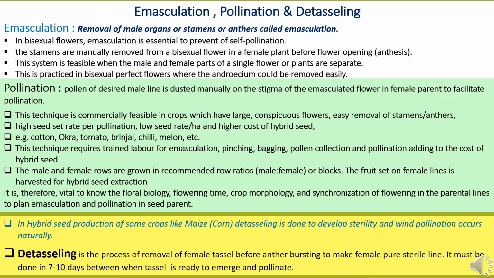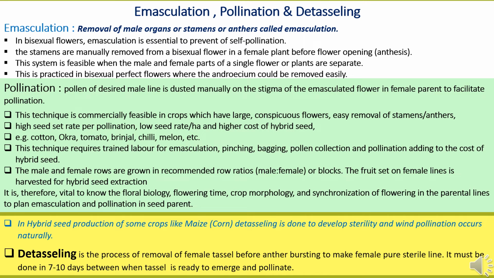Now let's go through emasculation, pollination and detasseling. What is emasculation? Removal of male organs, stamens or anthers, is called emasculation. In bisexual flowers, emasculation is essential to prevent self-pollination, and the stamens are manually removed from a bisexual flower in a female plant before flower opening or anthesis. This system is feasible when the male and female parts are separate, and it is practiced in bisexual perfect flowers where the androecium can be removed easily.